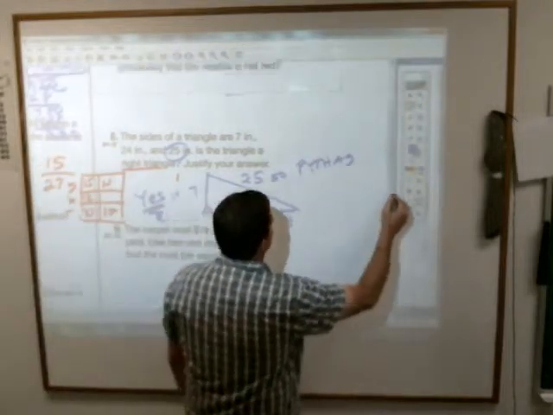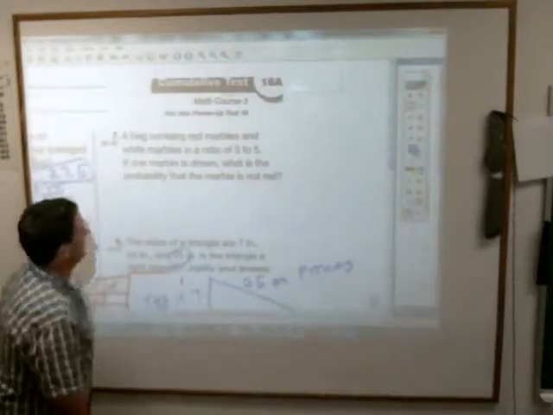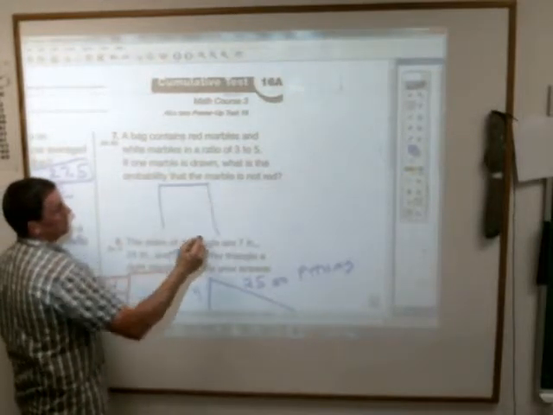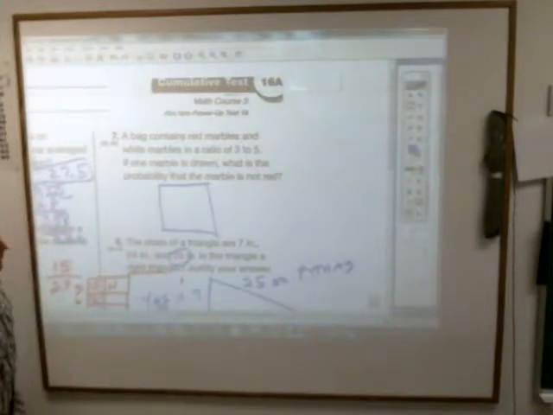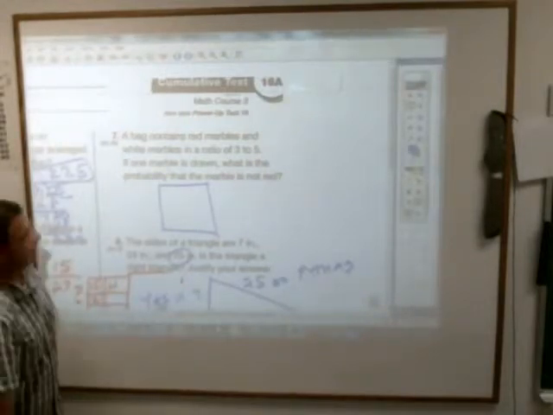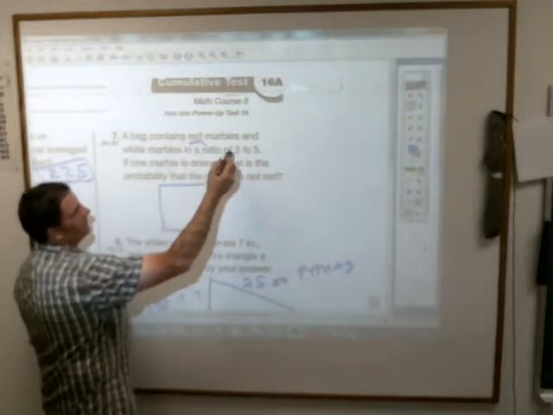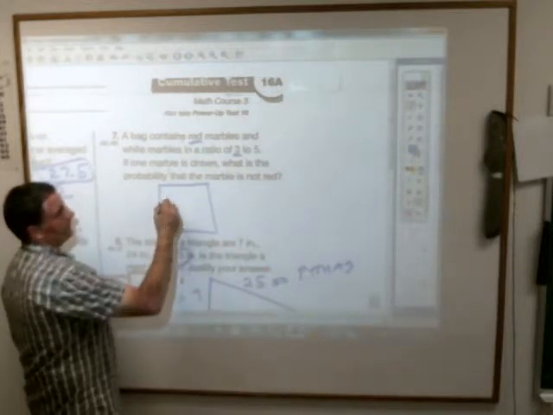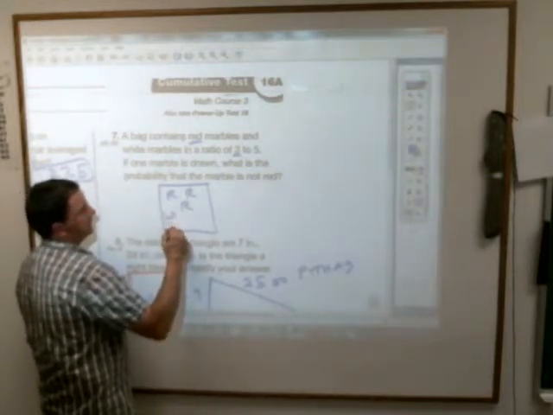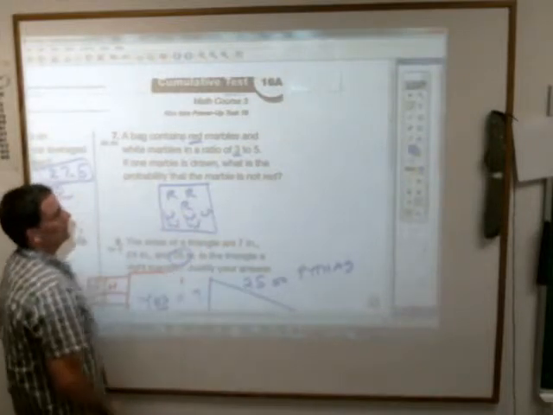And then somebody said number 9. A bag contains red marbles and white marbles in the ratio of 3 to 5. How do I know which one has 3, which one the 5 goes to? Are there 3 red marbles or 3 white marbles? 5 red marbles or 5 white marbles? How do I know? Yeah, it's about order. The first one given is the first one listed. 3 reds, 5 whites. White, white, white, white, white.